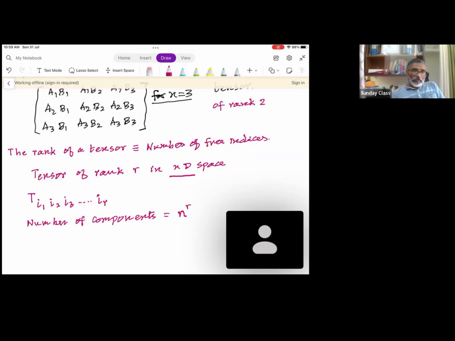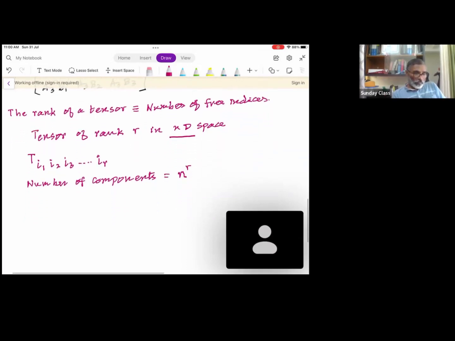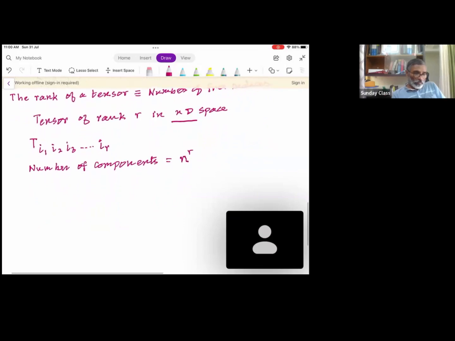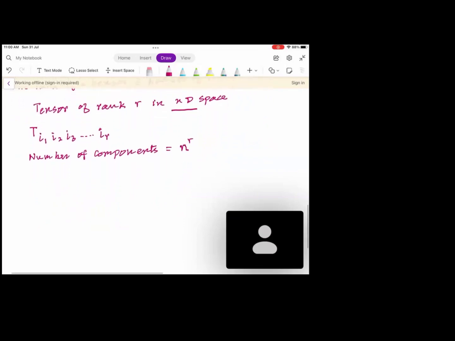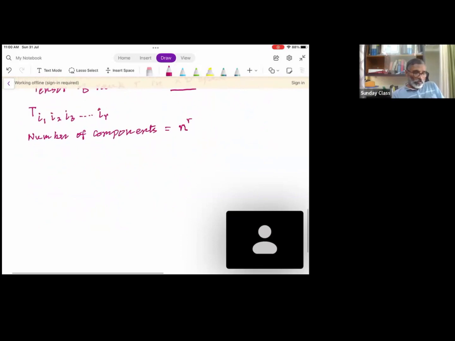If you have a third rank tensor in 3 dimensions, how many components will be there? 27 components, because it is 3 cubed. Similarly, if you have an n-dimensional space and a tensor of rank R, you will have n to the power R components. You follow that? Yes, sir. The number of components is n to the power R.